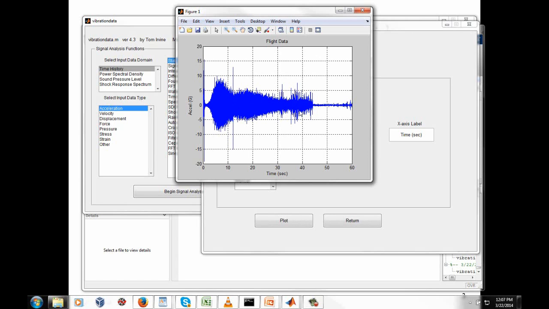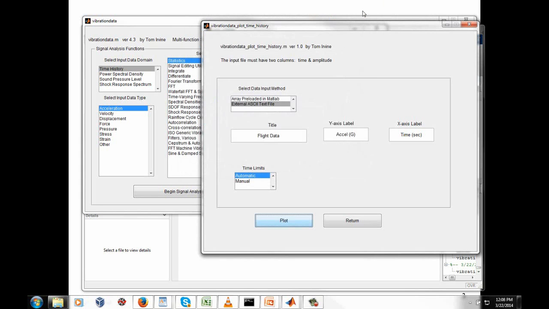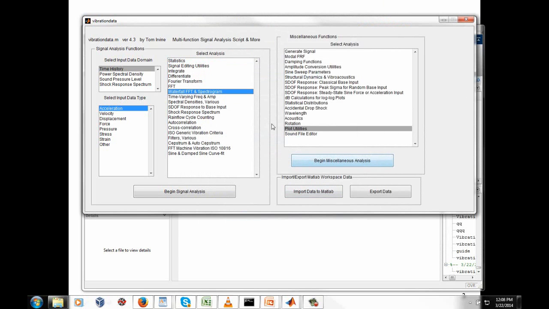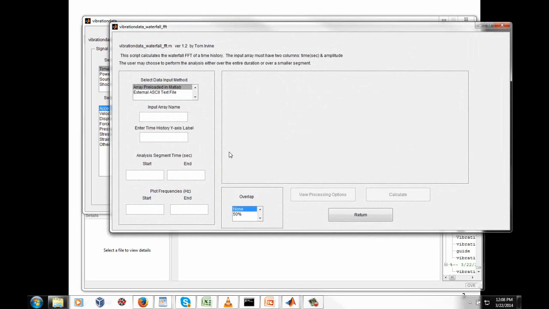So here's our accelerometer data, and our task at hand is to go through this data and see if we can identify the fundamental body bending frequency for the vehicle as if it were a free beam. So I'm going to hit return here and leave plot utilities, and let's go to Waterfall FFT and Spectrogram. I'm going to begin the signal analysis here, so let me read this first. This script calculates the Waterfall FFT of a time history. The input array must have 2 columns, time in seconds and amplitude. The user may choose to perform the analysis either over the entire duration or over a smaller segment.